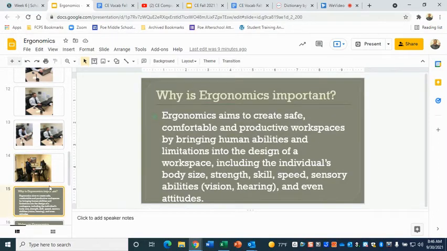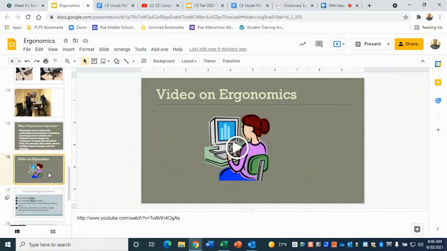Why is ergonomics important? Ergonomics aims to create safe, comfortable, and productive workspaces by bringing human abilities and limitations into the design of a workspace, including the individual's body size, strength, skill, speed, sensory abilities, vision and hearing, and even attitudes.